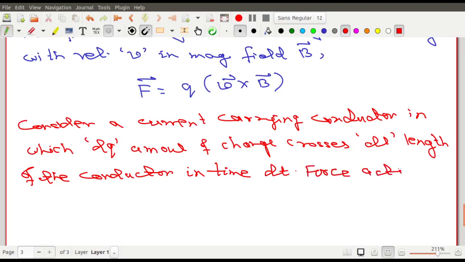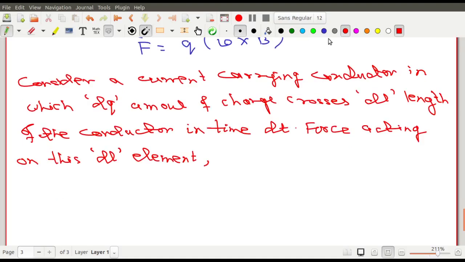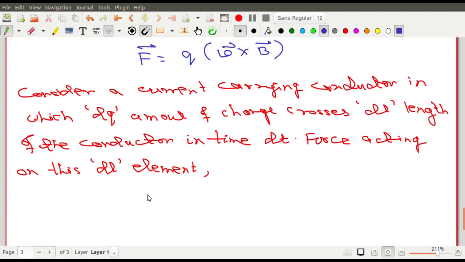force acting on this dl element, এই dl এলিমেন্টের উপর কতটা ফোর্স কাজ করছে? What is the force acting on this dl element in the magnetic field? Now why is the force acting? Because you should understand that electric and magnetic fields are related to each other. So wherever there is an electric field, there is a magnetic field. So electric field and magnetic fields are the manifestations of each other. যেখানে ইলেকট্রিক ফিল্ড থাকবে সেখানেই ম্যাগনেটিক ফিল্ড থাকবে, যেখানেই ম্যাগনেটিক ফিল্ড থাকবে সেখানেই ইলেকট্রিক ফিল্ড থাকবে. This has been understood from different experiments.